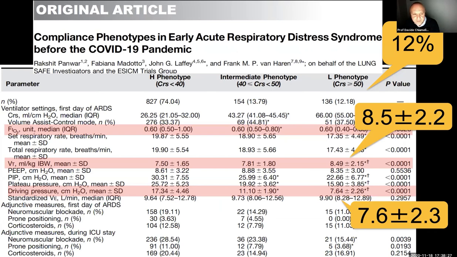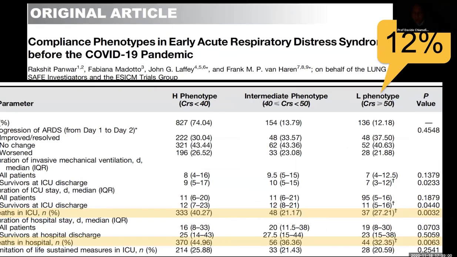Now, if you compare it with the H phenotype there on your left-hand side, despite the fact that the tidal volume was much lower, 7.5, it was still excessive because the driving pressure was 17 centimeters of water. So you can see that just mils per kilo of ideal body weight will not tell us about lung protection or strain. That's quite important. And again, I've repeated this slide to say that the L phenotype seems to have a lower outcome.